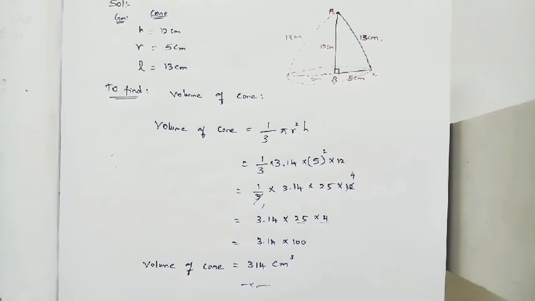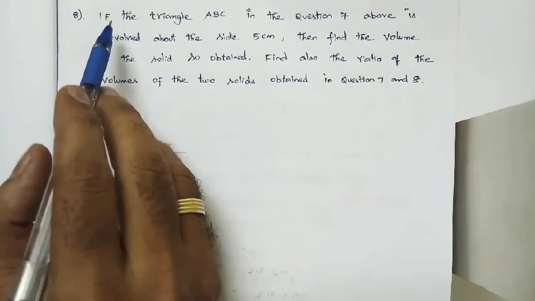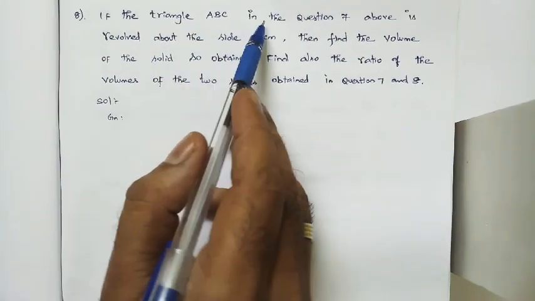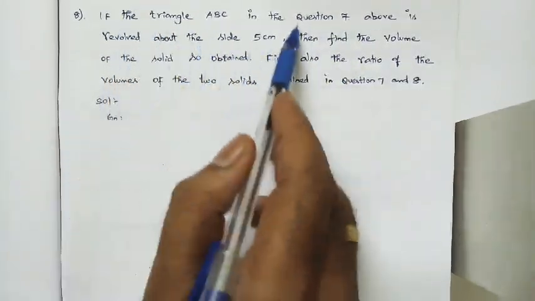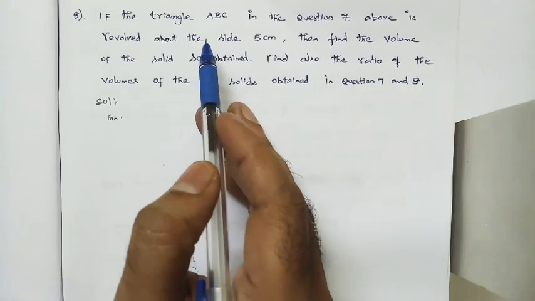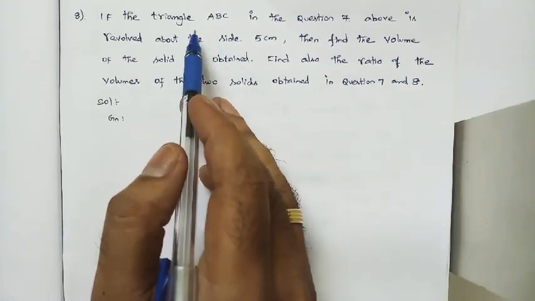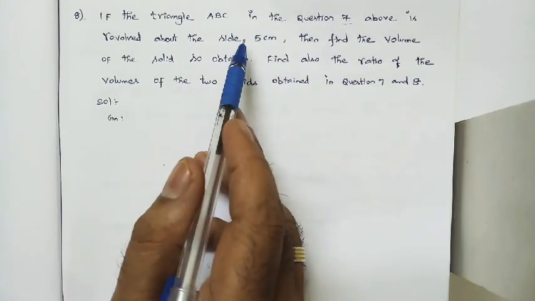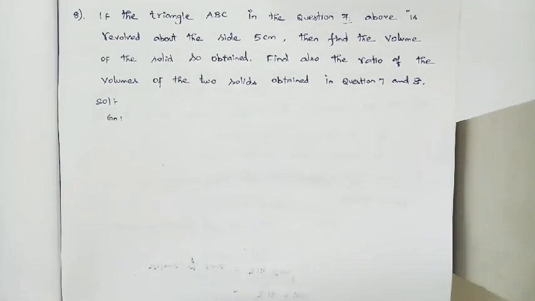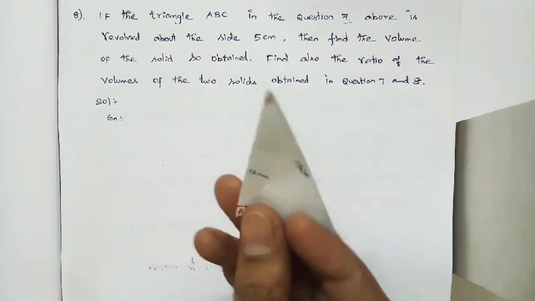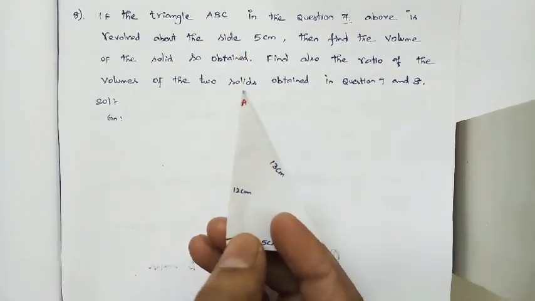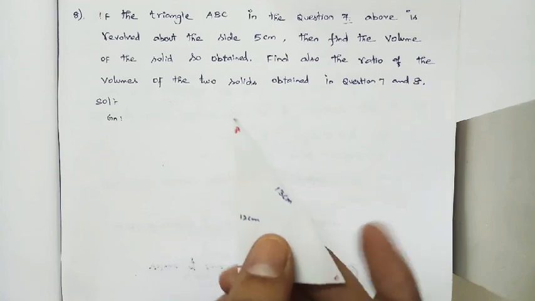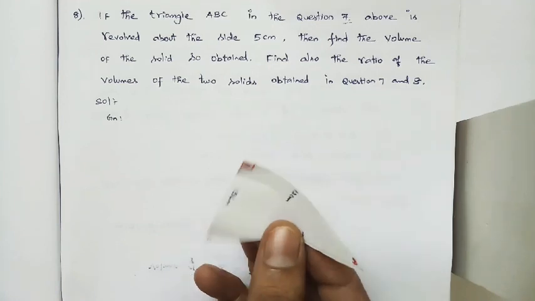Right. Next is sum number 8. If the triangle ABC in question 7, so they are taking the same triangle and the same measurements as well. Question number 7 above is revolved about the side 5 centimeter. See that in question number 7, the triangle revolved about 12 centimeter. Now the triangle is revolved about 5 centimeter.